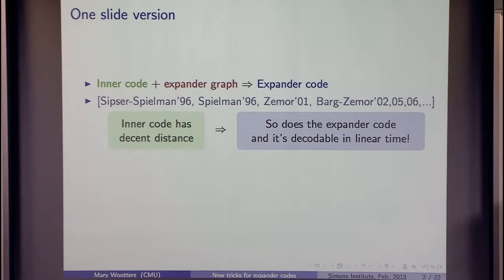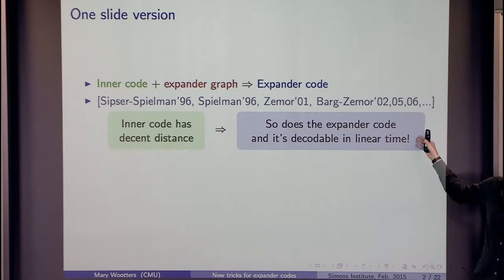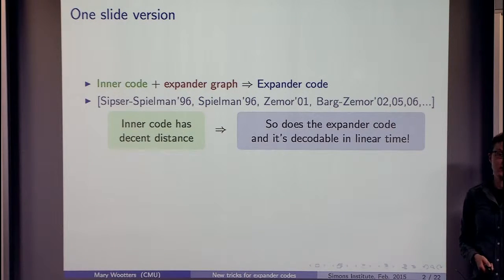Why would you like an expander code to begin with? Yeah, because they have very fast decoding algorithms. Yeah, so that's why they were originally introduced, this punchline. So linear time decoding algorithms were their original selling point.